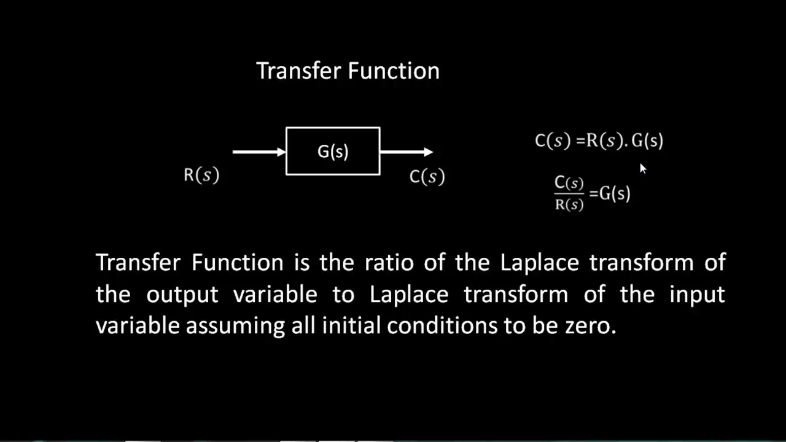Input and output. So as you can see, the transfer function is the ratio of the Laplace transform of output variable by Laplace transform of input variable. Here it is C(s) by R(s). Then apart from that, you need to know that we are saying that all initial conditions are to be 0.